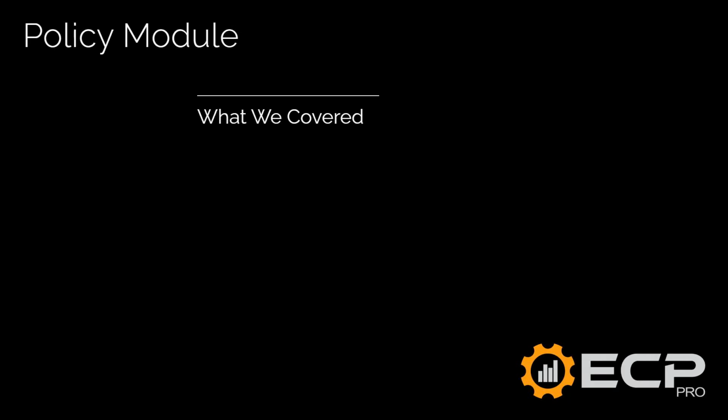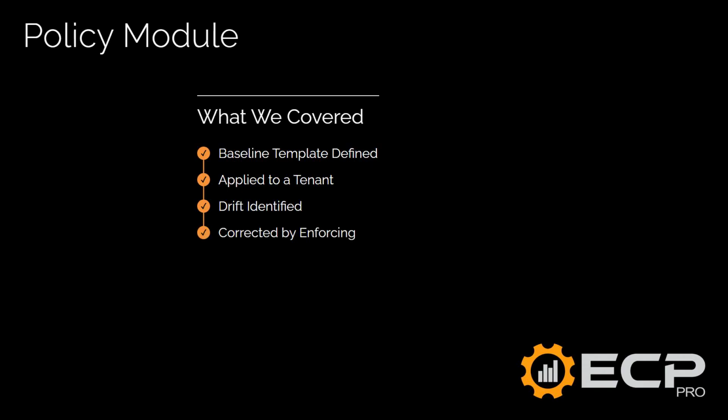That completes the EcpPro Policy Module walkthrough. You defined your baseline as a reusable template, applied it to a tenant, and identified where it no longer complied. You corrected that drift by enforcing the checks that mattered, then set up monitoring to keep every tenant aligned.